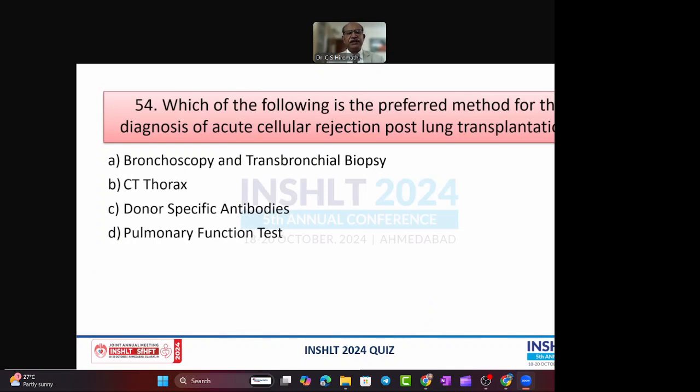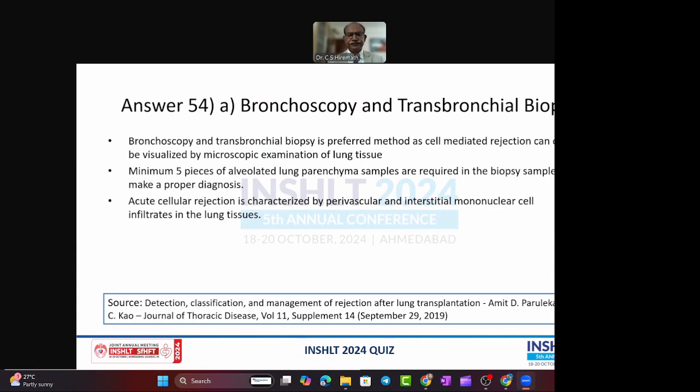Which of the following is the preferred method for the diagnosis of acute cellular rejection post lung transplantation? Yeah, so the gold standard is bronchoscopy and transbronchial biopsy. Anytime after the lung transplant we feel that the patient suddenly has edematous changes on the lungs, and if the PO2 to FiO2 ratio is becoming less than 300, then we should do the bronchoscopy and transbronchial biopsy, and that is the gold standard for diagnosis of acute cellular rejection post lung transplant. Next slide, please.